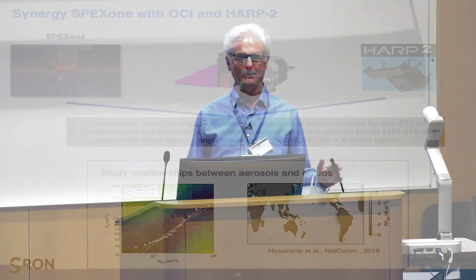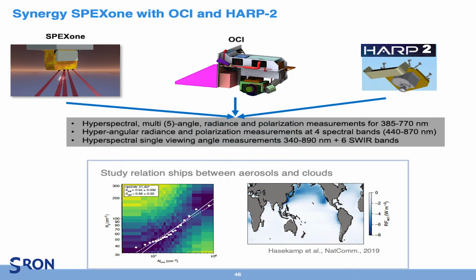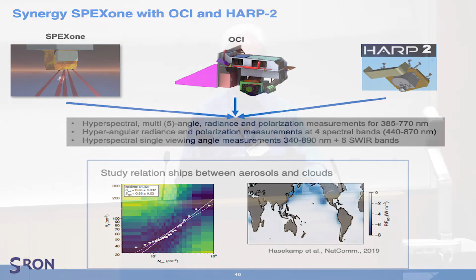And then there's a considerable synergy between SPEXone and OCI and HARP2. SPEXone has a much narrower swath, but it is expected to be a really accurate polarimeter that goes down into the UV to 385 nanometers. That's quite a bit shorter than we'll get with HARP2, so for characterizing absorbing aerosols, that's going to have a lot of benefits. HARP2 obviously has the hyperangular capability and also a broad swath that matches up to OCI better than SPEXone.